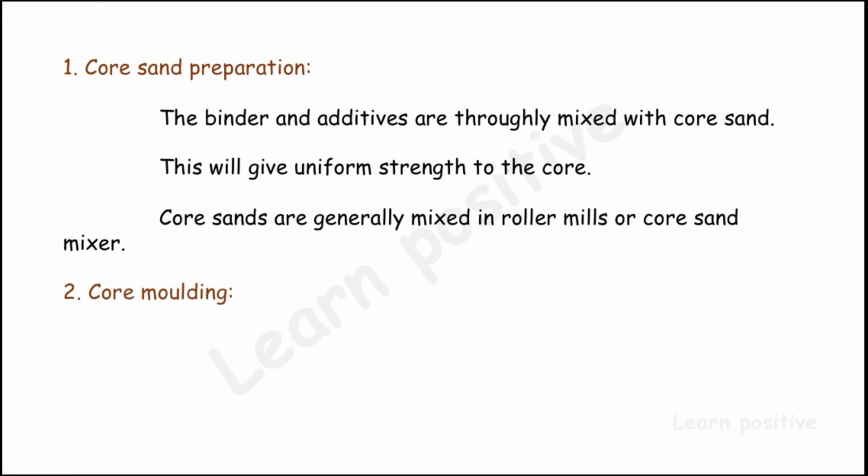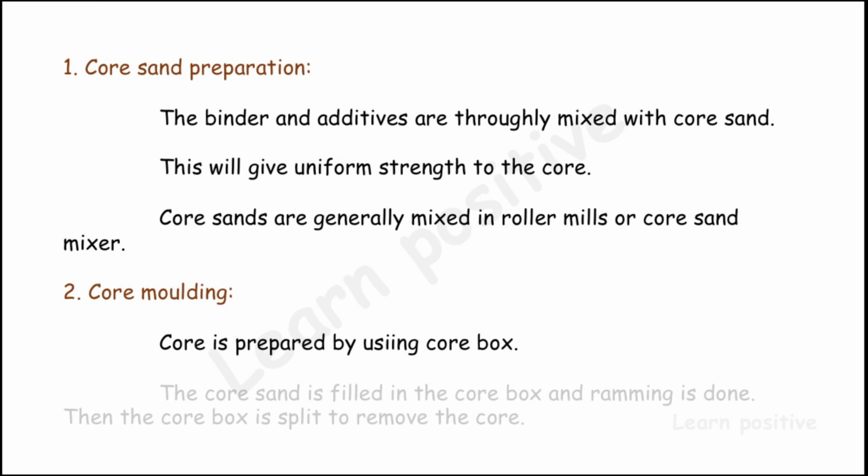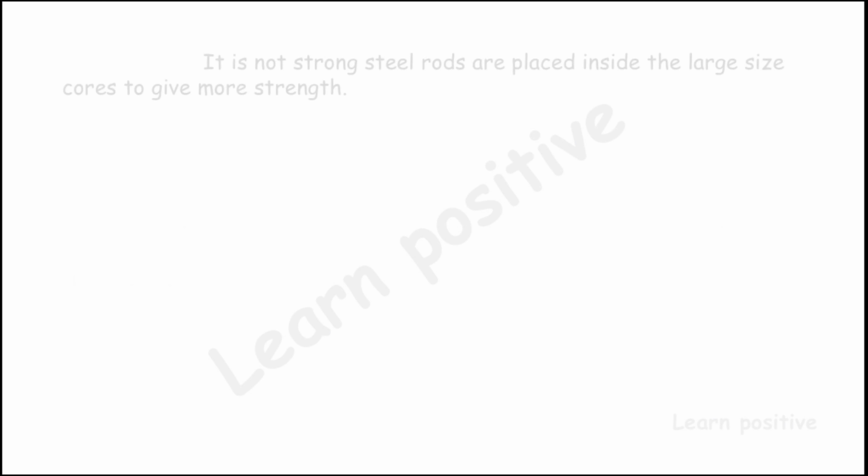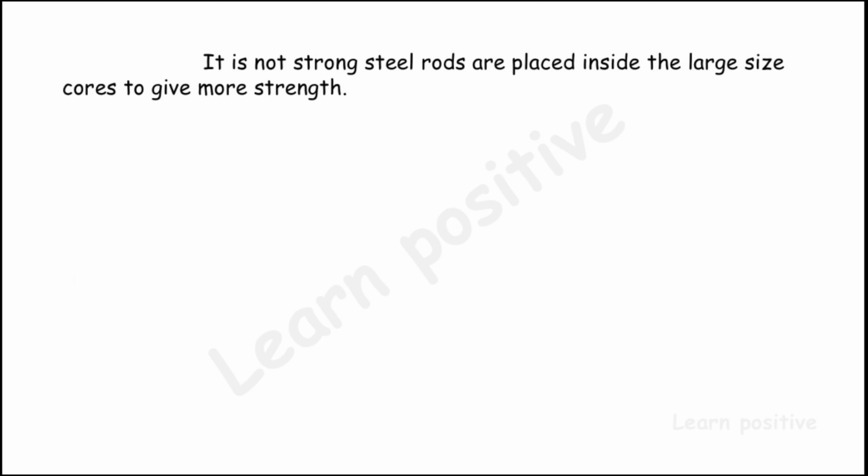The next one is core molding. Core is prepared by using a core box. The core sand is filled in the box and ramming is done. Then the core box is split to remove the core. Then a strong steel rod is placed inside large size cores to give some strength. Core is prepared by hand or machine.